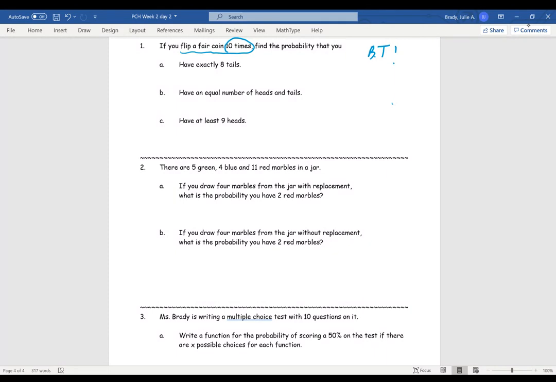We want exactly 8 tails out of 10 flips. The probability of getting a tails is 1/2, and it has to happen 8 times. But then we have to get heads, and since they told us 10 flips, that has to happen twice. And now we need our counter.